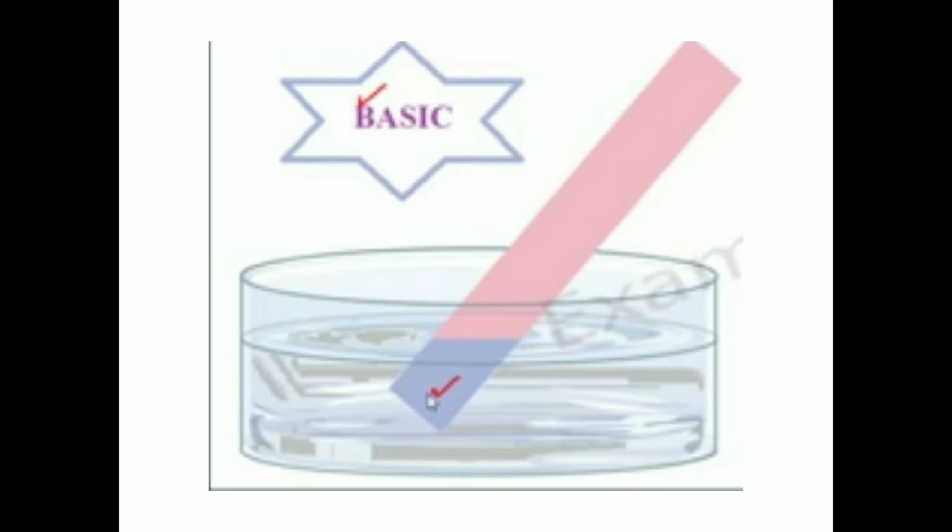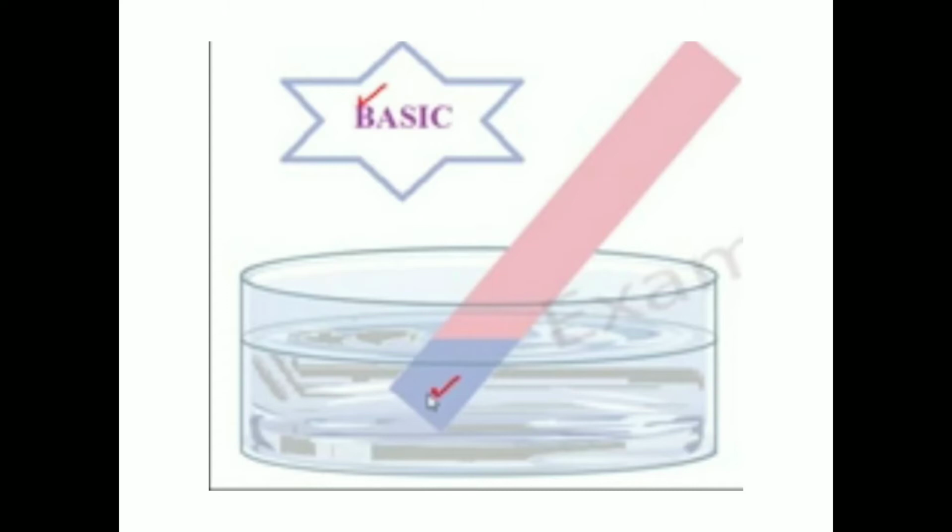This is a very simple test, and it is also very convenient, because you just take strips of paper, put them into the solution and get the result. It is quite simple. Always remember that for a basic solution, the color will change to blue, so we will use red litmus paper. Similarly, in an acidic solution, the color will change to red, so we will use a blue litmus paper. So this is basically the litmus test.